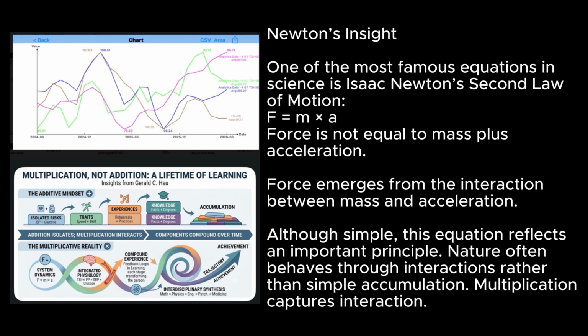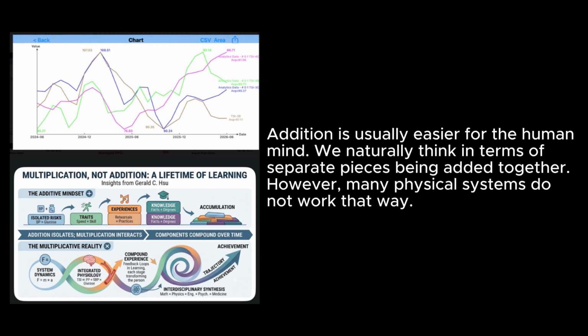Newton's insight. One of the most famous equations in science is Isaac Newton's second law of motion. F equals m times a. Force is not equal to mass plus acceleration. Force emerges from the interaction between mass and acceleration. Although simple, this equation reflects an important principle. Nature often behaves through interactions rather than simple accumulation. Multiplication, interaction. Addition is usually easier for the human mind. We naturally think in terms of separate pieces being added together. However, many physical systems do not work that way.